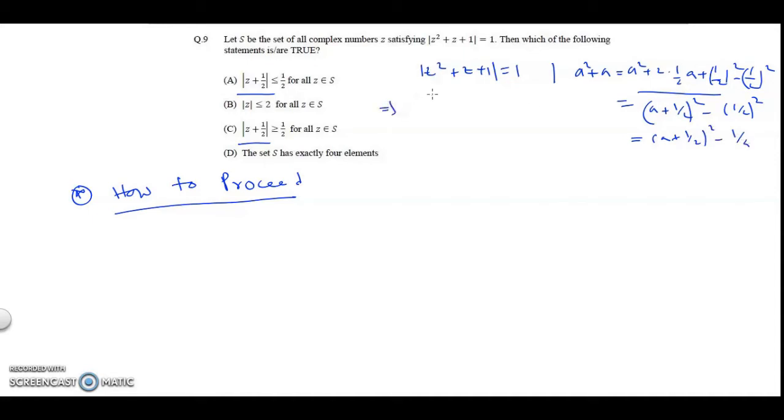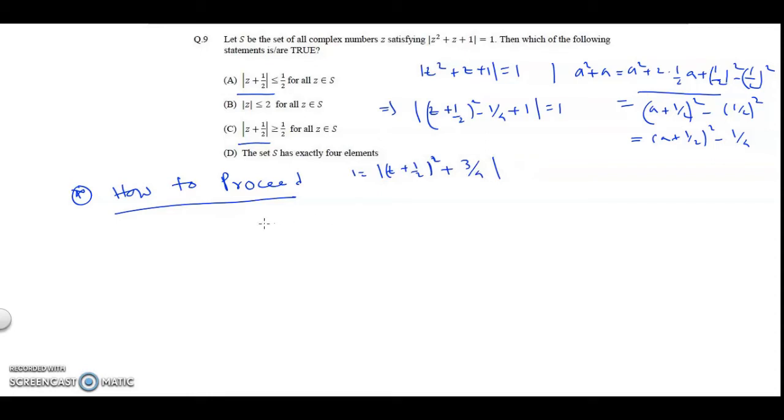So from our given question we can write, I am converting this form to this form. That is actually how to proceed. We have to know how to convert this directly to this form. So from z square plus z you can write z plus half whole square minus 1 by 4, plus 1 is equal to 1. So we have 1 is equal to modulus of z plus half whole square plus 3 by 4.